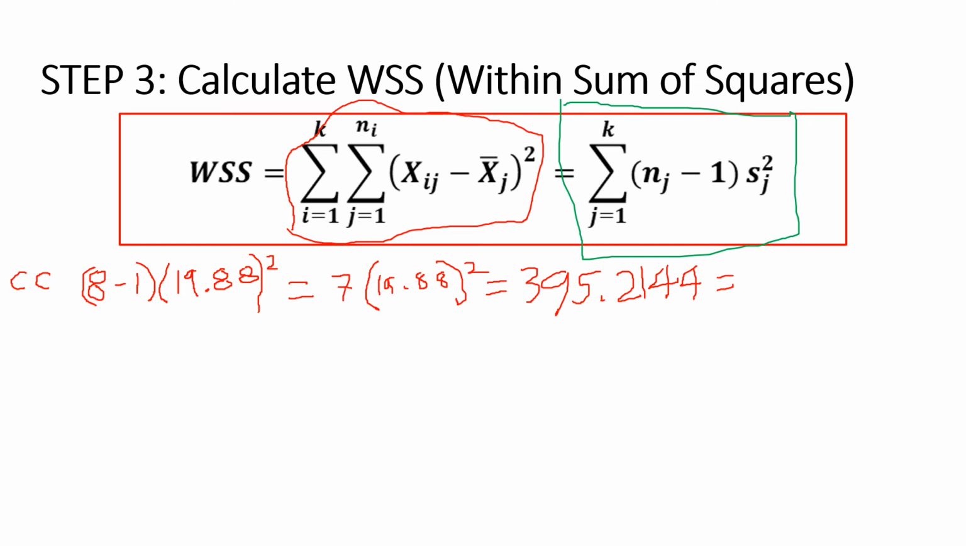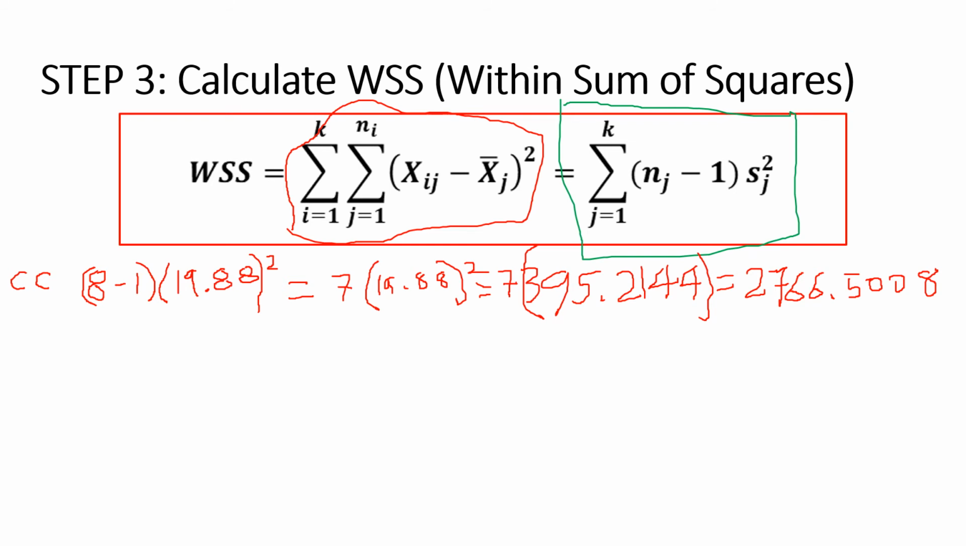And all of that times 7. So 7 times 395.2144 gives us 2,766.5008. So that's for Central City.